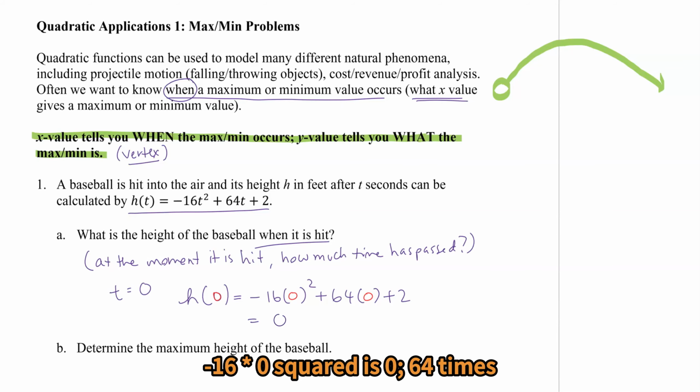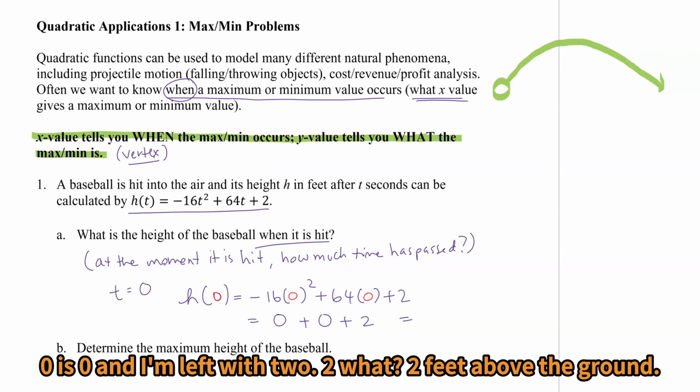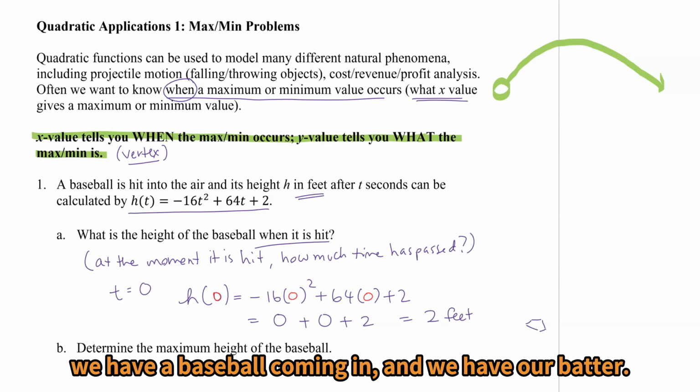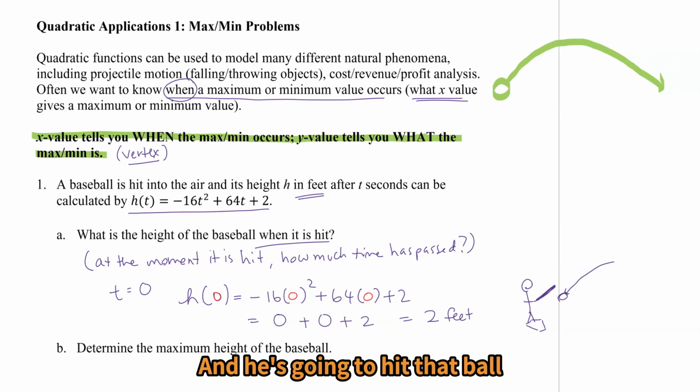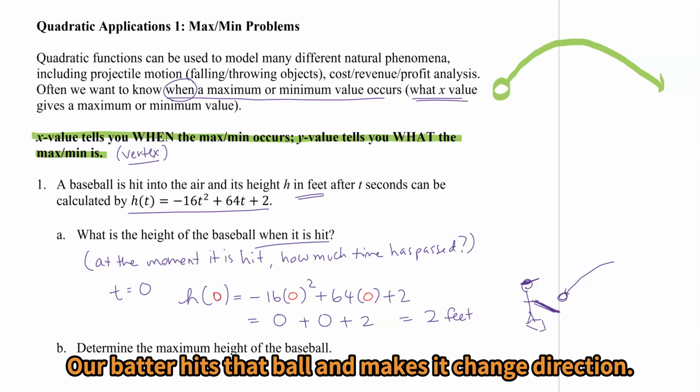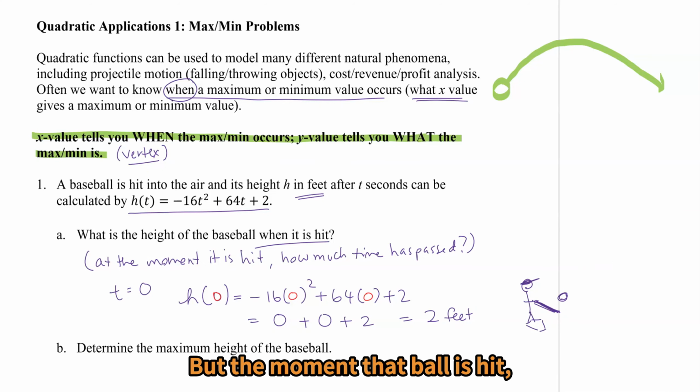Negative 16 times 0 squared is 0. 64 times 0 is 0. And I'm left with 2. 2 what? 2 feet above the ground. So you can think about a baseball coming in, and we have our batter, and he's going to hit that ball and make it change direction. But the moment that ball is hit, it's 2 feet off the ground.